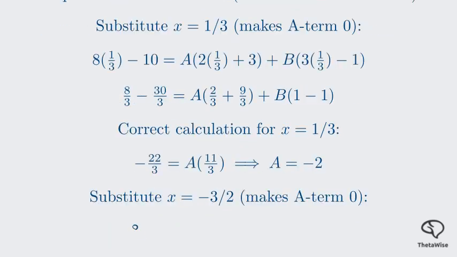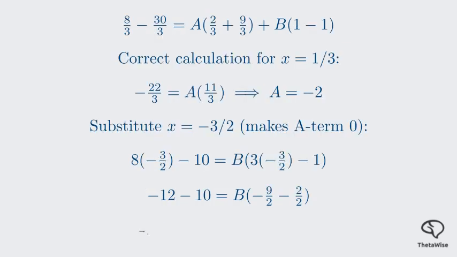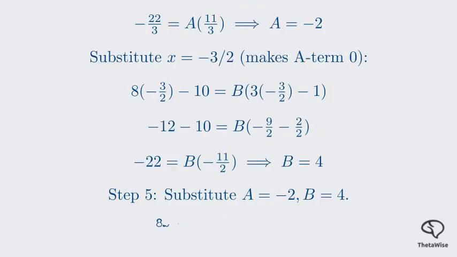Now let's find b. We substitute x equals negative 3/2, which makes the a term 0. This gives us 8 times negative 3/2 minus 10 equals b times 3 times negative 3/2 minus 1. Simplifying, we get negative 12 minus 10, which is negative 22, equals b times negative 9/2 minus 1. This is negative 22 equals b times negative 11/2. Dividing both sides by negative 11/2 gives us b equals 4. Step 5. Substitute our corrected values a equals negative 2 and b equals 4 back into the decomposition. The fraction becomes negative 2 over 3x plus 1 plus 4 over 2x plus 3.